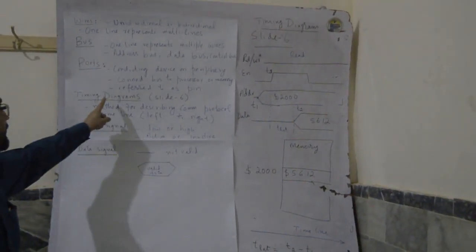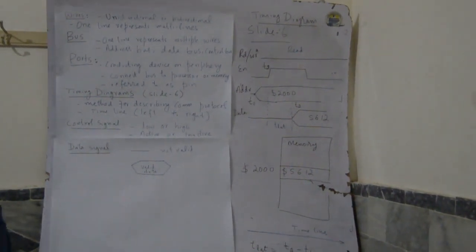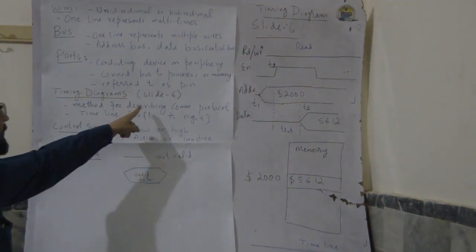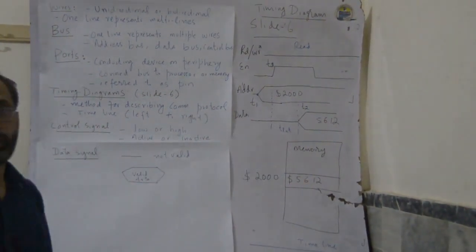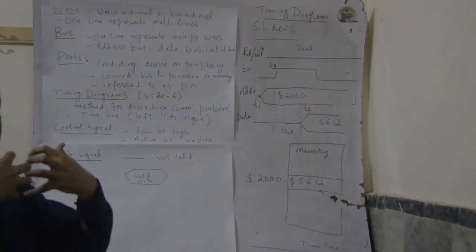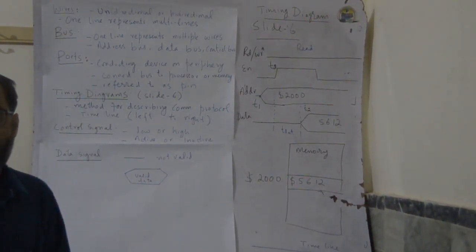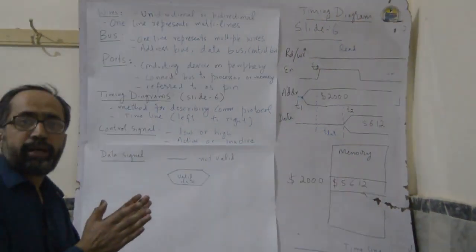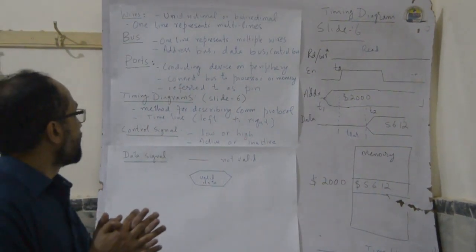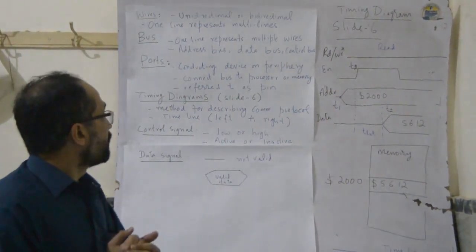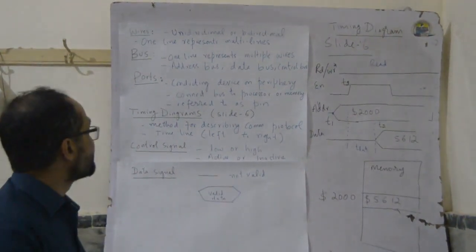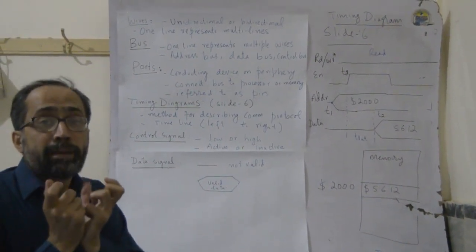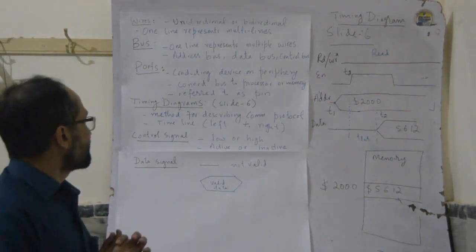So now we will study timing diagram. What is a timing diagram? Timing diagram is a method for describing communication protocol. It describes the method for communication protocol between two different devices. For instance, if we interface microprocessor and memory, then the timing diagram or timing protocol is a method for describing communication between memory and microprocessor.